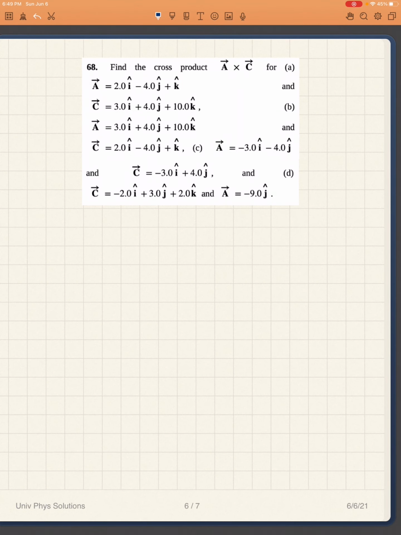Okay, for problem 68, we just have to find the cross product of the vectors given. So part A, we have the cross product of my vector A, which is 2, -4. Let's see if I can do this a little better. I'll write this. Okay, problem 68, University Physics by OpenStax.